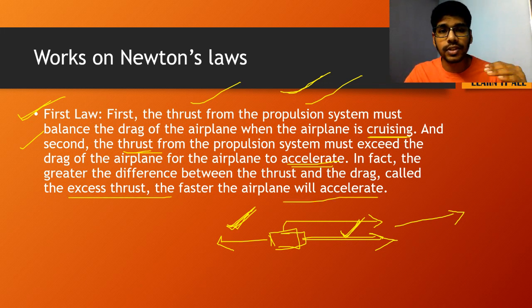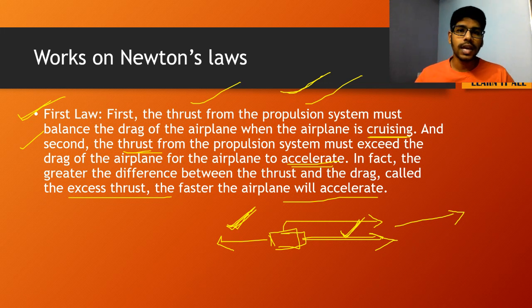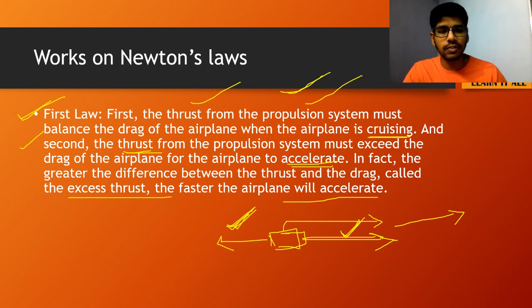So if the thrust you give is more than the drag force, it will accelerate at a faster rate. That means the plane will move at a much faster rate. So this is the Newtonian law. Based on the first law, here we have two forces, the drag force and the thrust which you are giving to make a plane or a particular object move forward. If the drag force equals the thrust, it will cruise.